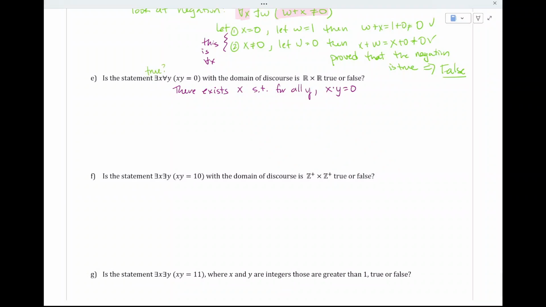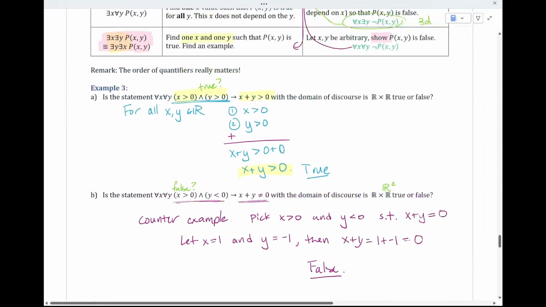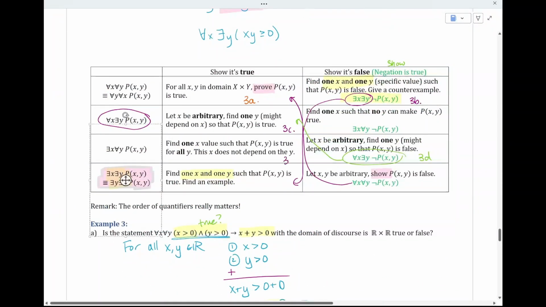Let's see if we can prove that. Let's let x be 0. Then for all y in R, 0 times y is equal to 0. So I've shown that regardless of whatever value I pick for y, I can always multiply that by something to get 0. So this one is true. This was 3e, is this one. I've done that one.